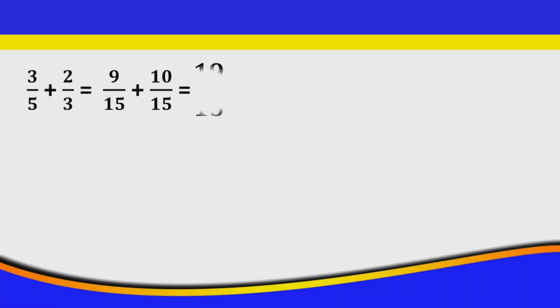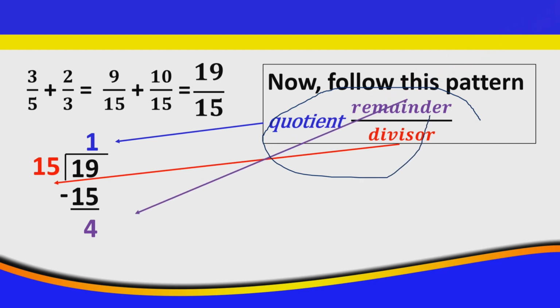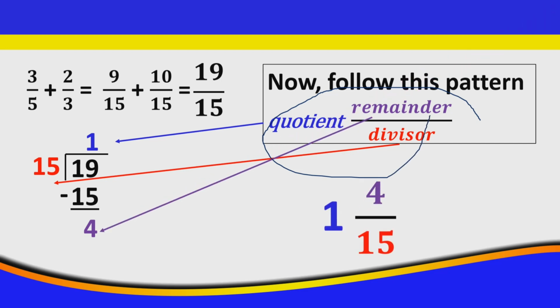So how are we going to express our answer as a mixed number? Follow this pattern. You have the quotient, the remainder, and the divisor. Your quotient is 1, your divisor is 15, and your remainder is 4. Following this pattern, we obtain 1 and 4 over 15. Did you get it?